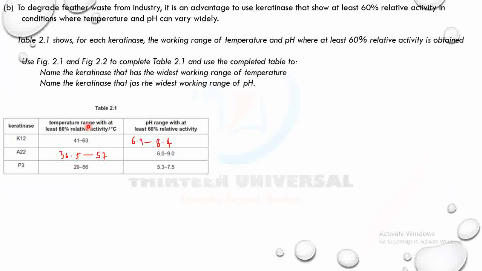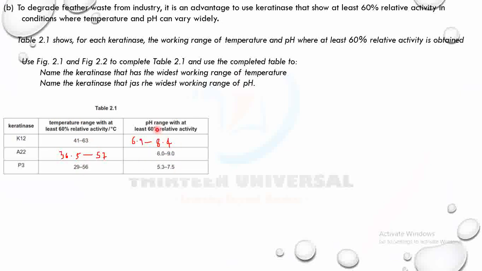which one has the highest range of temperature? Okay, I think it should be P3, right? P3 has the highest range of temperature. From 29 to 56 is wider than from 36.5, and then from 41 to 63. So this has the widest range.